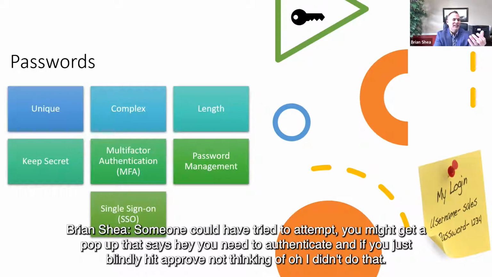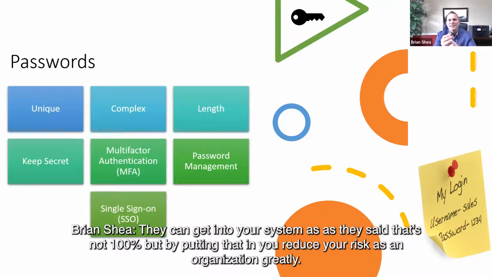You might get a pop-up that says, hey, you need to authenticate. And if you just blindly hit approve, not thinking, oh, I didn't do that, they could get into your system. As I said, that's not 100%. But by putting that in, you reduce your risk as an organization greatly.